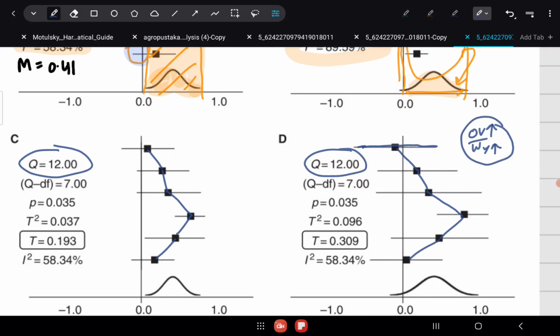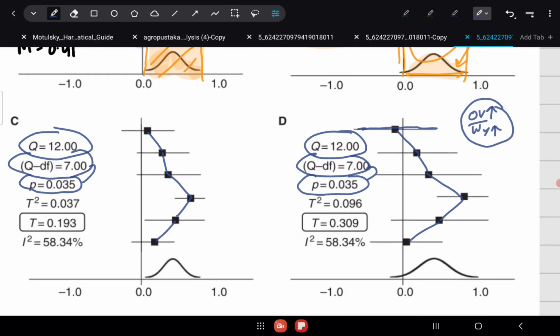This much is clear. Now we'll move to Q minus DF. Because Q is the same and DF is also the same, because the number of studies is the same for both of these forest plots, Q minus DF will also be expected to be the same. Then p-value, you know, p-value is basically testing this Q statistic only. P-values are based on Q statistic only. So they will also be the same for both C and D.